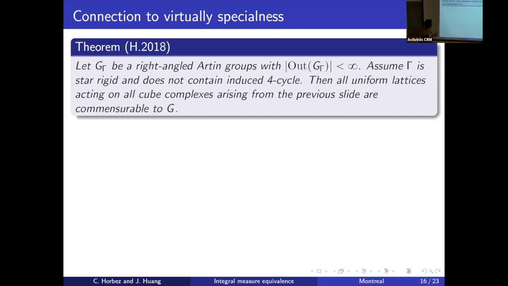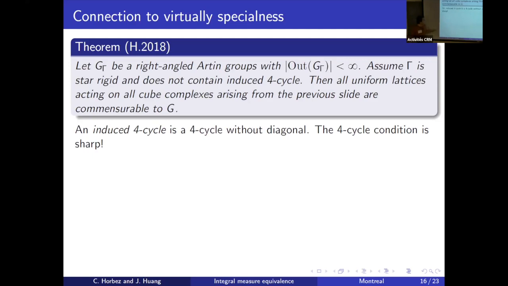So what we showed before is that if I take a RAAG with finite Out, and add two extra conditions, star rigid and containing no induced four-cycle, which I'm going to explain later, then it turns out all uniform lattices acting on this cube complex are commensurable to the rectangle Artin group. So this tells us what these groups are. An induced four-cycle is basically a four-cycle in the defining graph without a diagonal. Geometrically, a four-cycle means you have a product of two infinite-ended trees inside the rectangle Artin group.